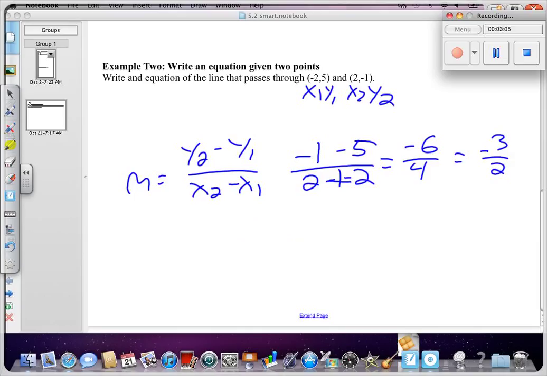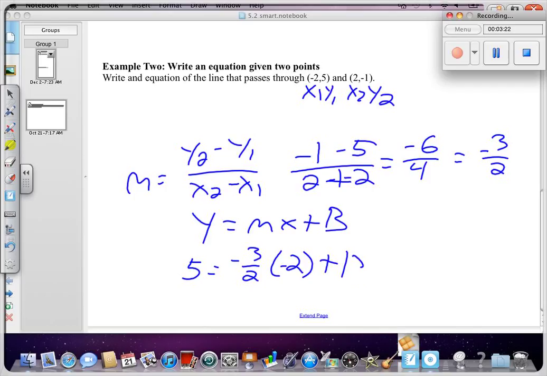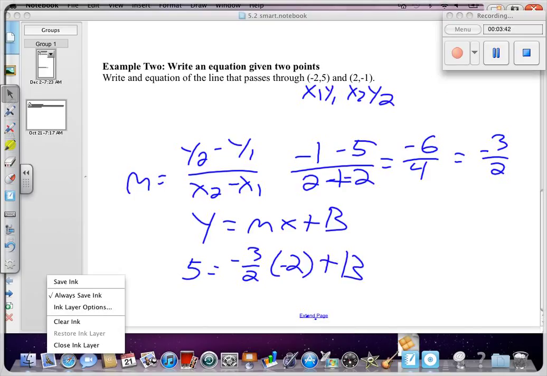Okay? Now I'm going to stick this in the equation y equals mx plus b. I don't know my b. So you're going to plug in 5 equals -3/2 times -2 plus b. Who knows where I got the 5 and the -2 from? Anybody? It's the x1, y1 up there. That's all I'm doing. Okay? You said that's the x1, y1? Yep. Okay.